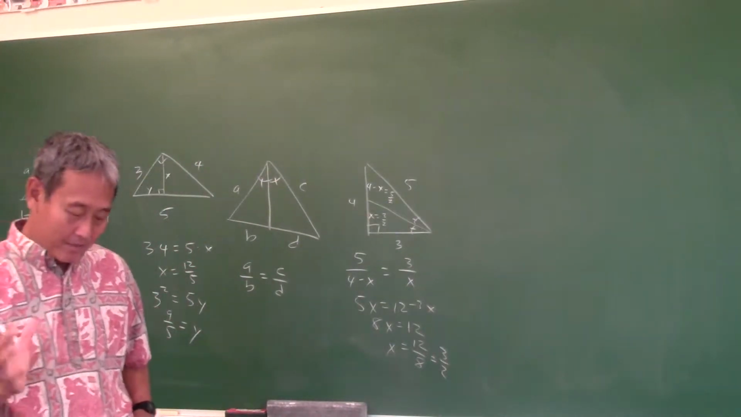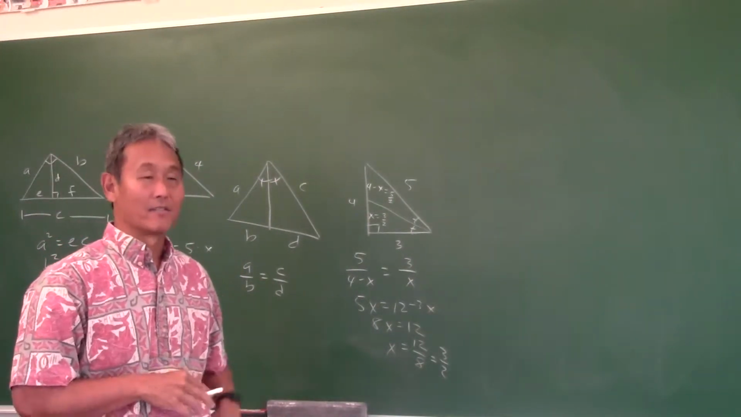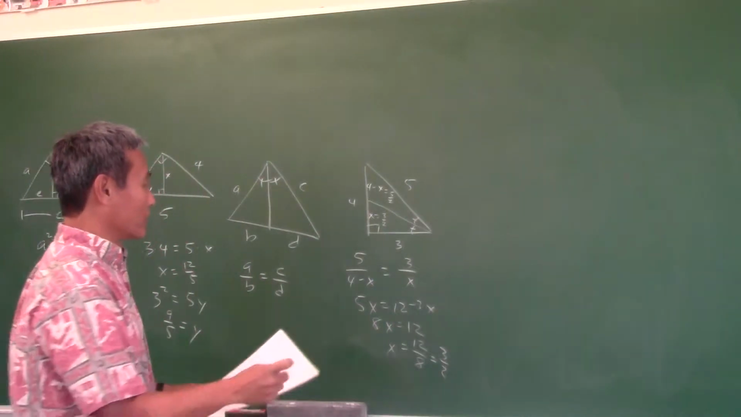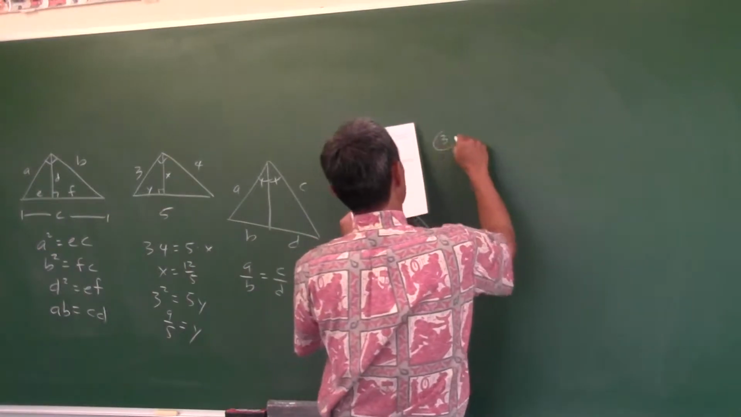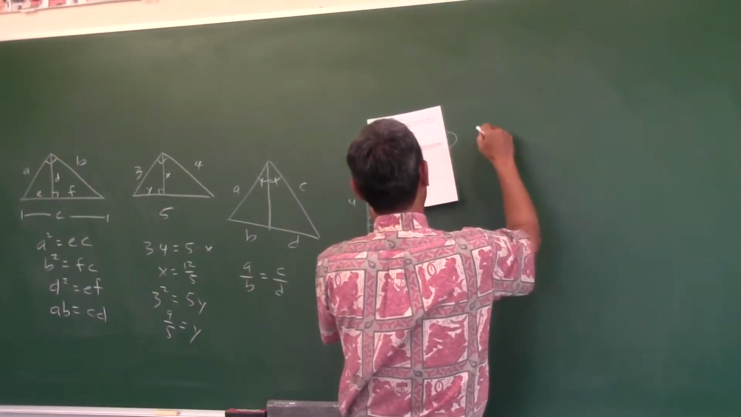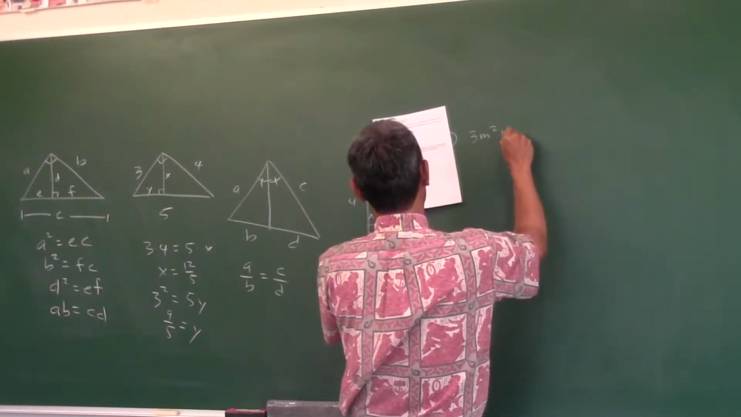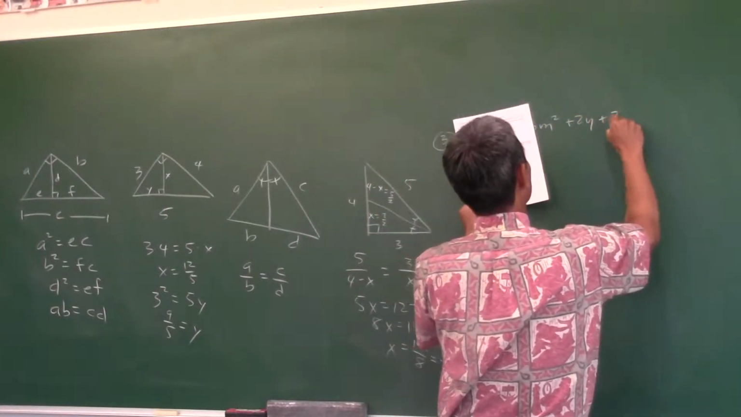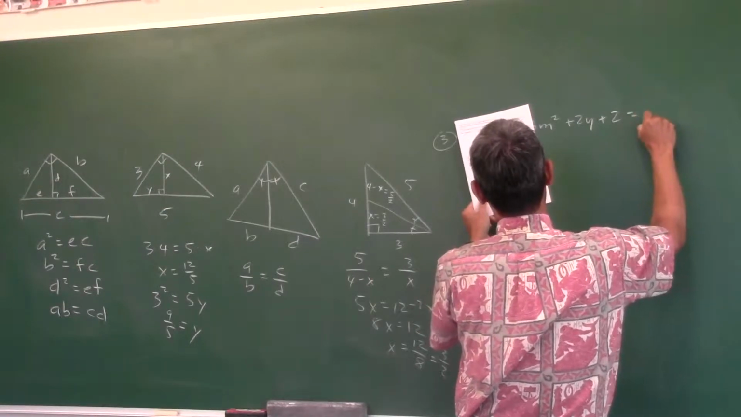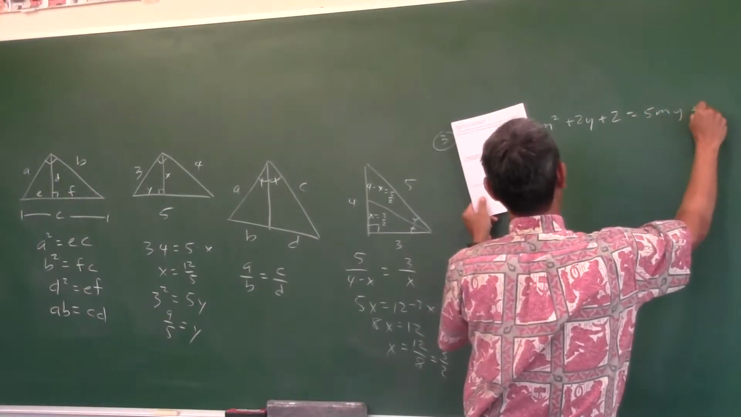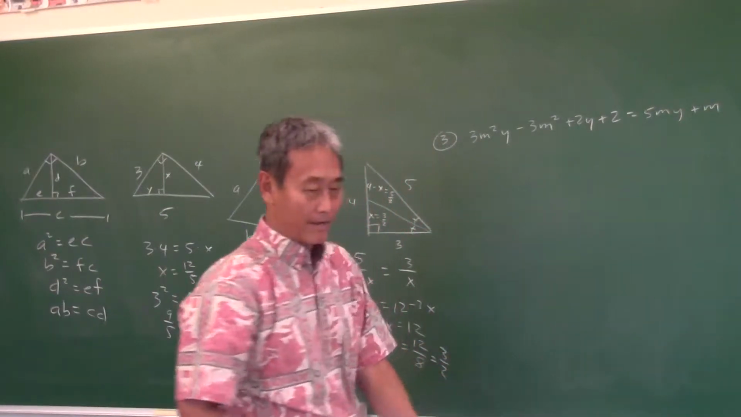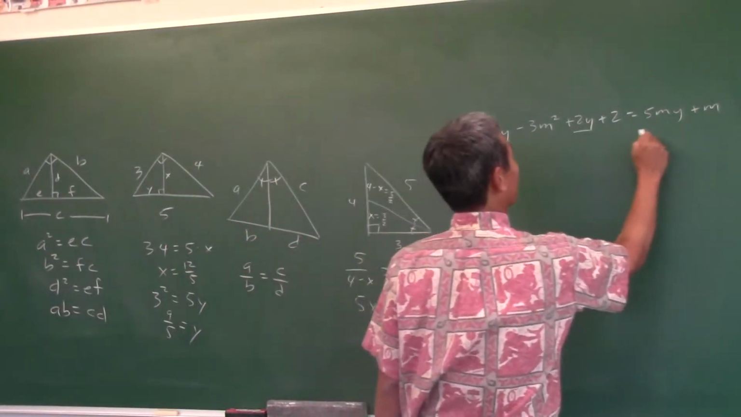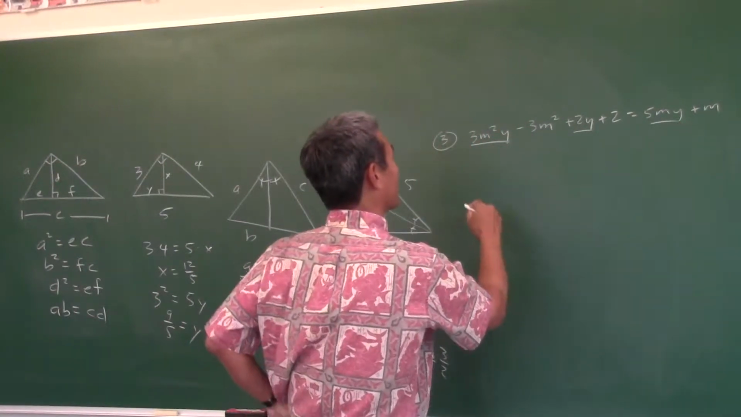Okay, event 3, this is probably the easiest event in the whole year, solving linear equations. So I'm just going to do the tryout problem, just to make sure. So first step, multiply out everything. 3m squared y minus 3m squared plus 2y plus 2 is equal to 5my plus m. And it says solve for y. So the first step, put all the y's on one side. So here are the things with the y terms. Let's put them all on the left.